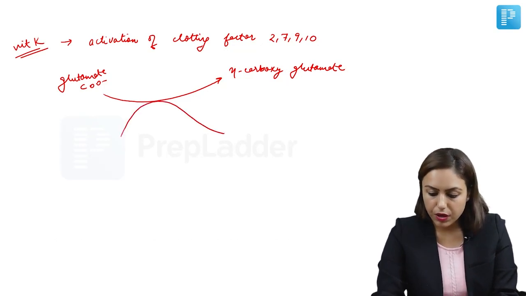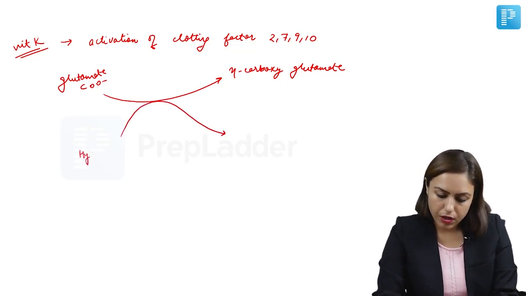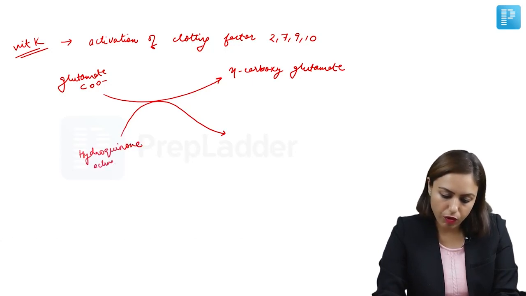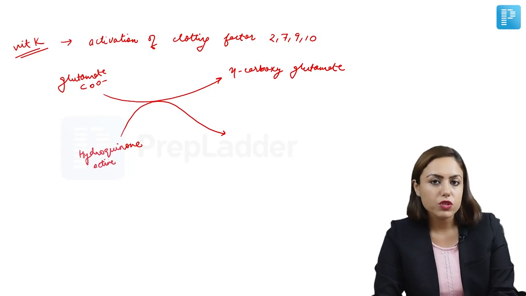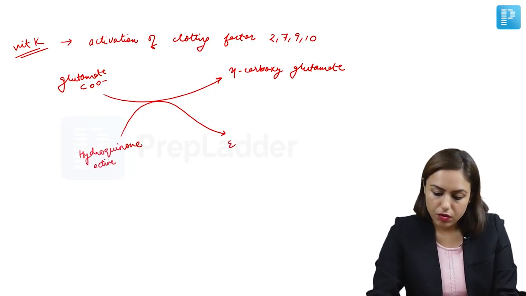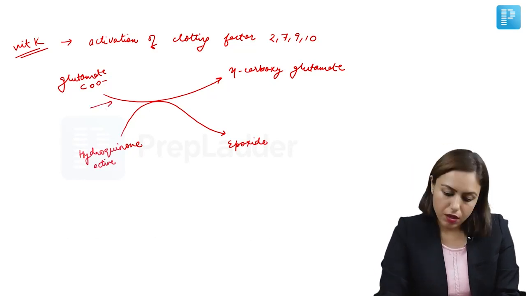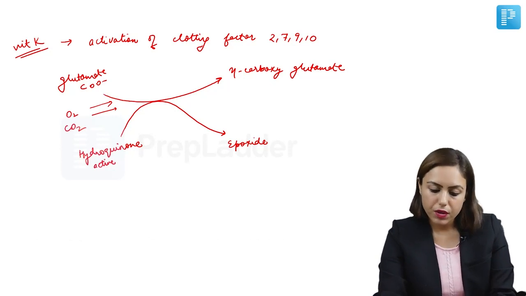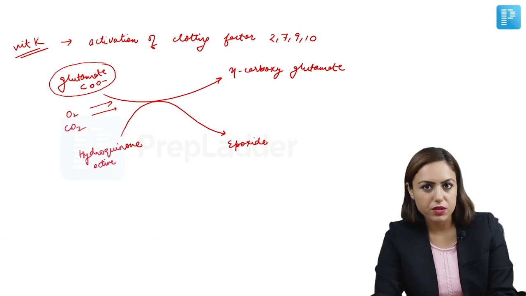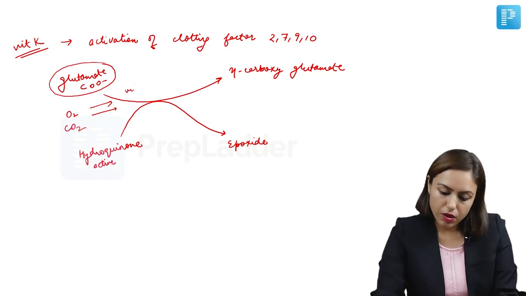And here vitamin K is working. So hydroquinone is the active form of vitamin K which is involved here. So this gets converted to epoxide form of vitamin K. Here oxygen and carbon dioxide are added. The glutamate is carboxylated and vitamin K is oxidized. Okay. So here enzyme is vitamin K dependent carboxylase.